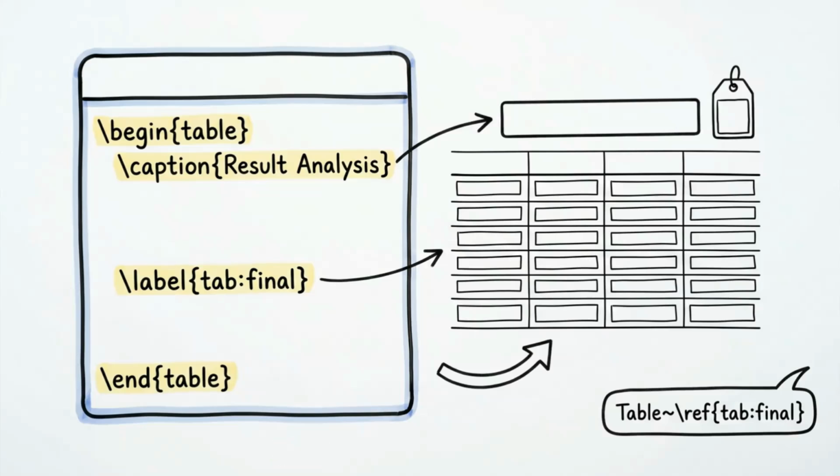Finally, if your table needs a caption or references, place the tabular environment inside a table environment, add a caption, and put the label immediately after it for accurate cross-references.